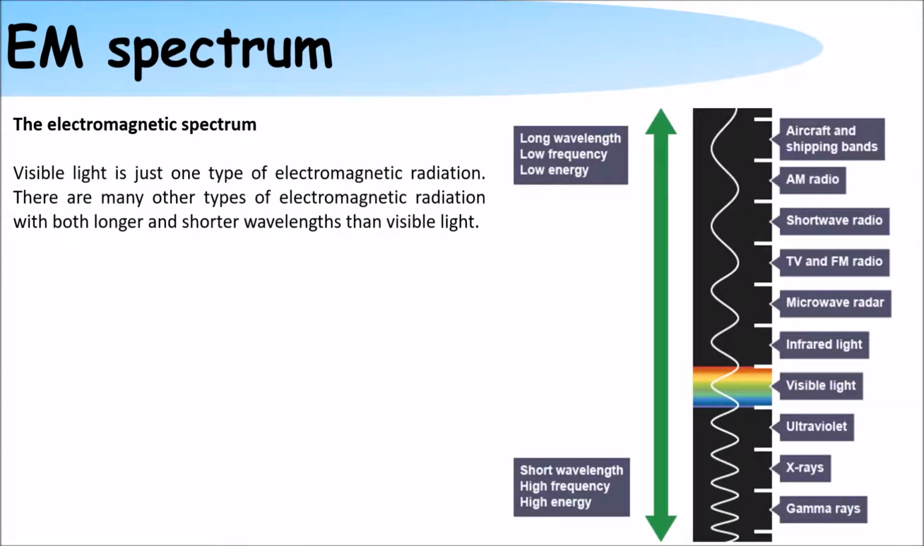Visible light is just one type of electromagnetic radiation. There are many others, both longer and shorter.